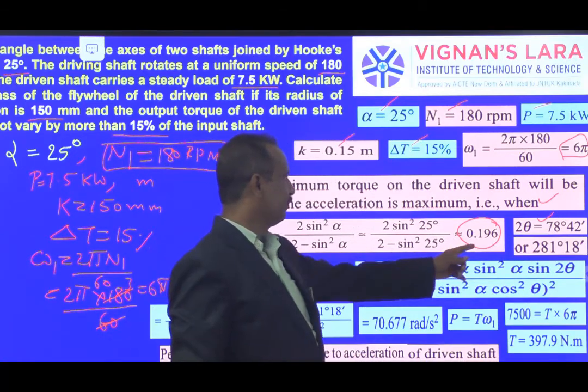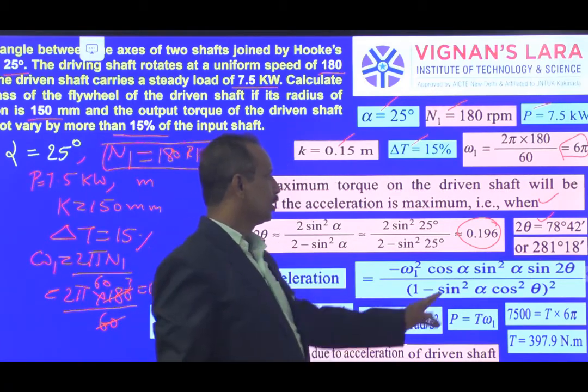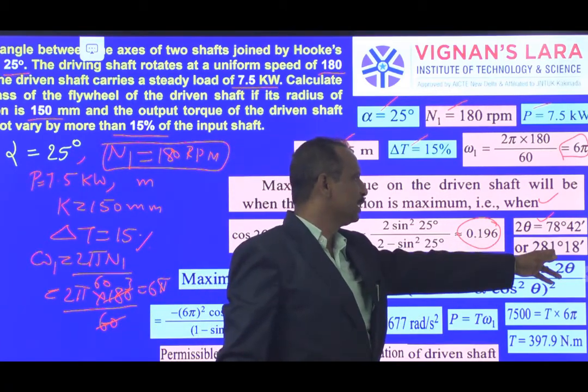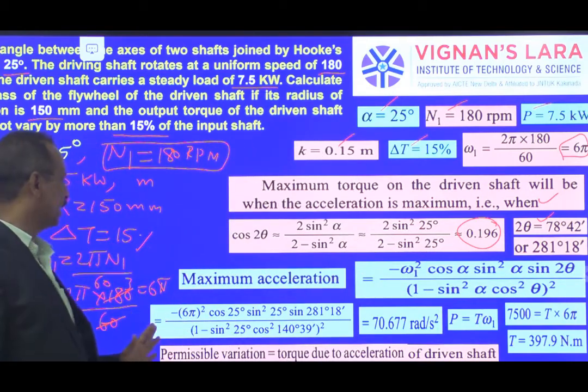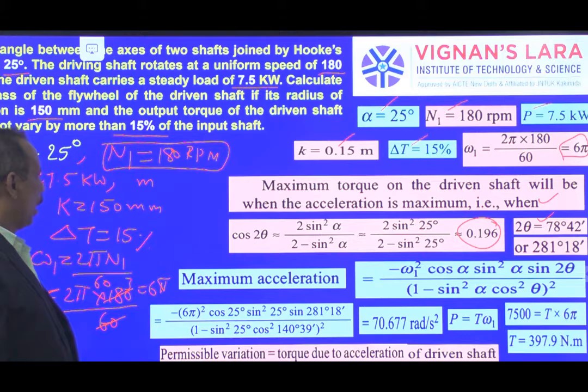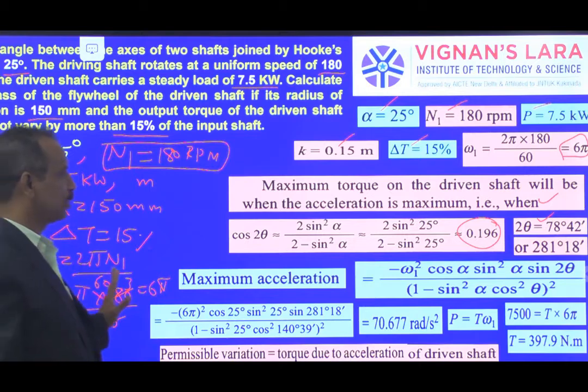Okay, that is one value. The other value is 281 degrees. So theta will be 39 degrees as well as 140 degrees. Then what is the maximum acceleration and what is the minimum acceleration? Here only the maximum is required. We don't require the minimum value, only the maximum value.